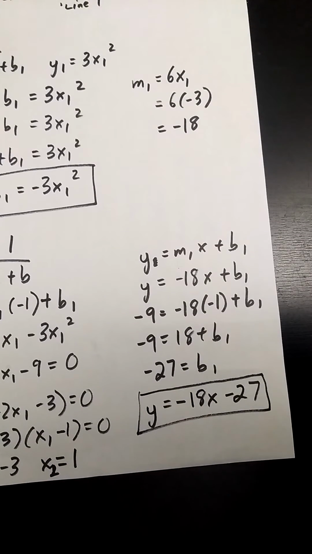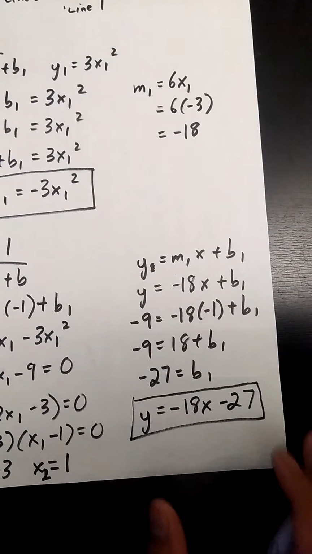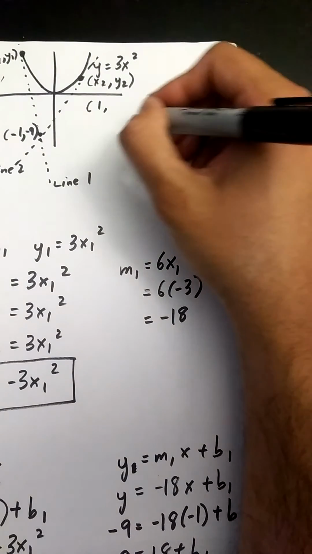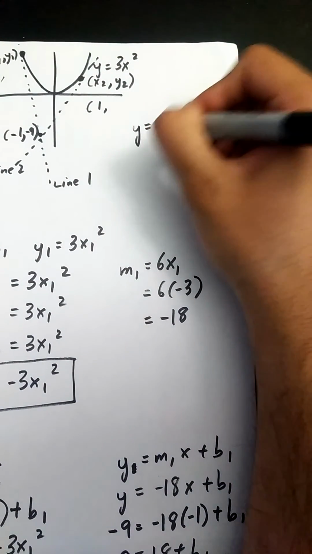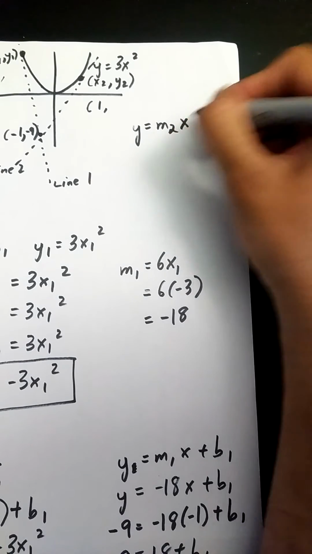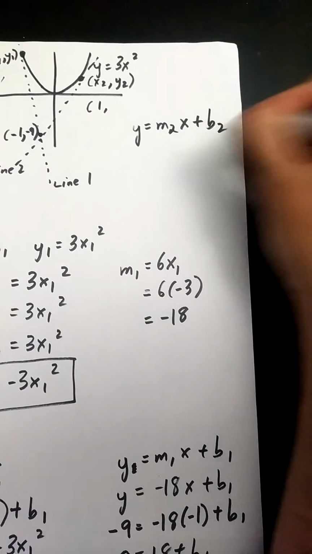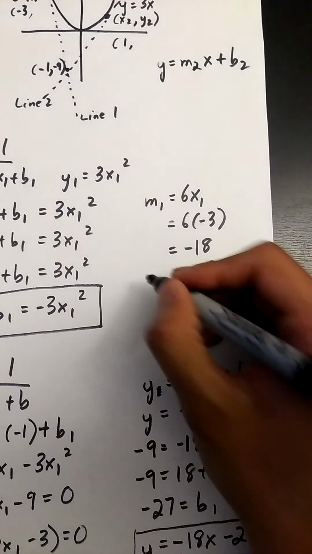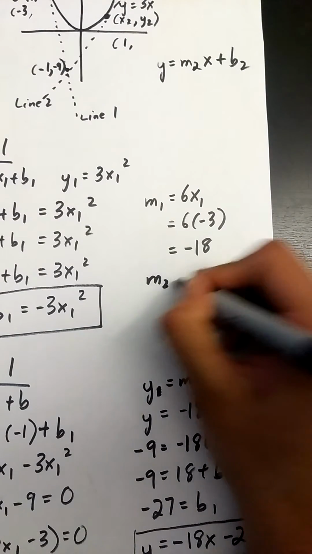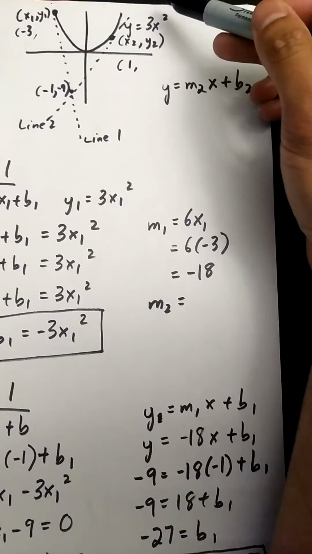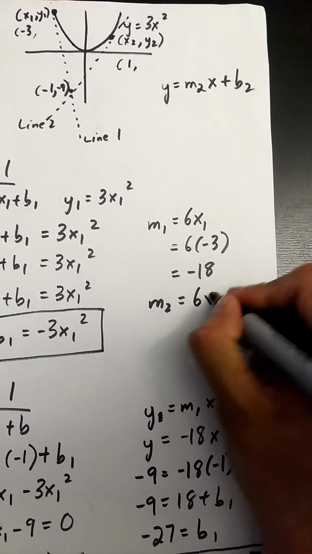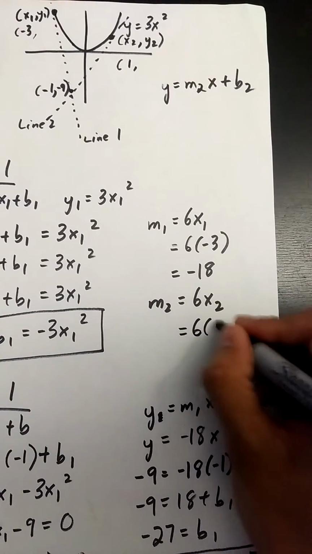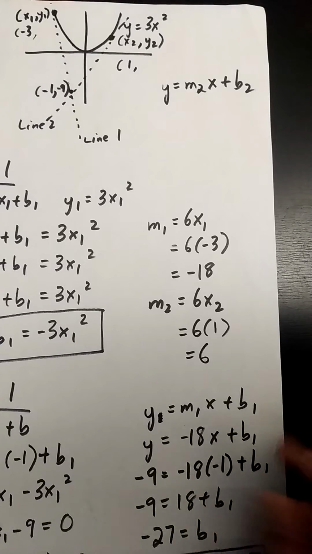Now all I have to do is find the equation of my second tangent line, which again is pretty simple at this point. I'm going to try and fit it in this little gap up here. So I know that my equation for my second tangent line is y equals m2x plus b2. Basically means I need to find my m2 and my b2. For my m2, it's pretty simple. Again, using the derivative, the derivative of 3x squared is 6x. So my m2 is going to equal 6x2. And I know my x2 is equal to 1. So 6 times 1, which is 6.